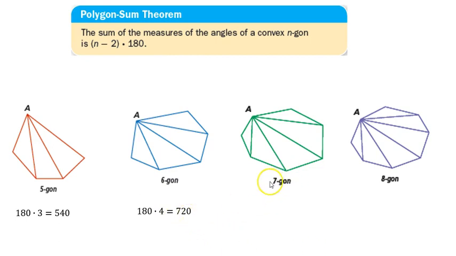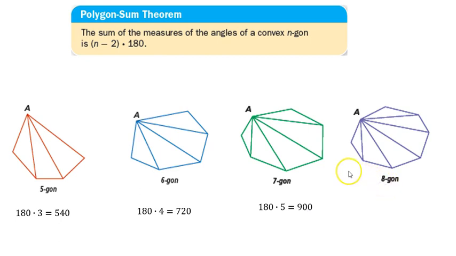A 7-gon, also known as a heptagon, can be separated into 1, 2, 3, 4, 5 triangles. And again, that makes sense because we have the number of sides minus 2, which is 5. Multiply 5 by the 180, which is how many degrees are in each of these triangles, and we get 900. So any heptagon has 900 degrees when you take the interior angles and add them up.